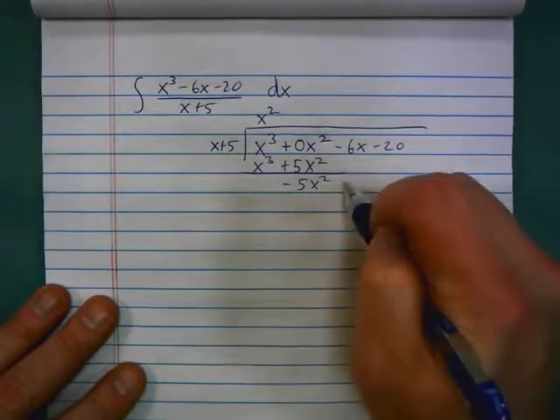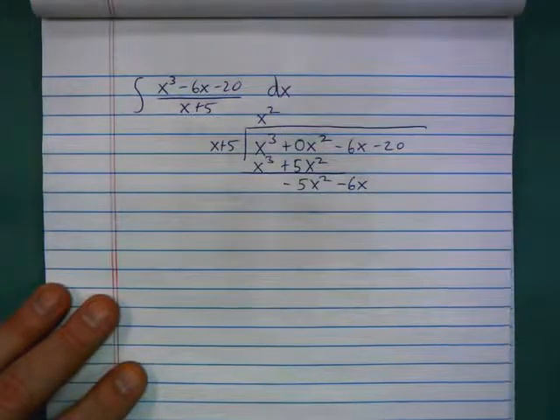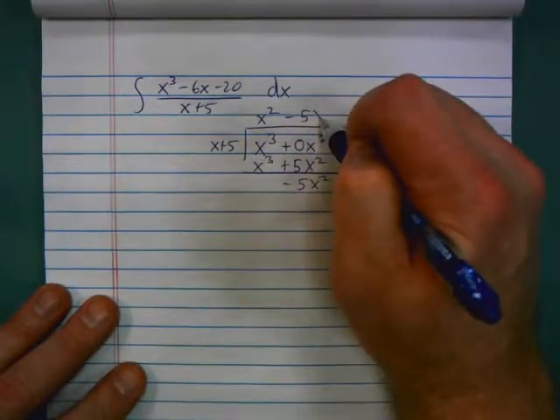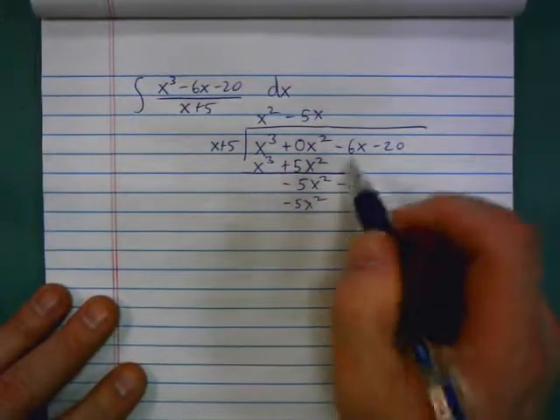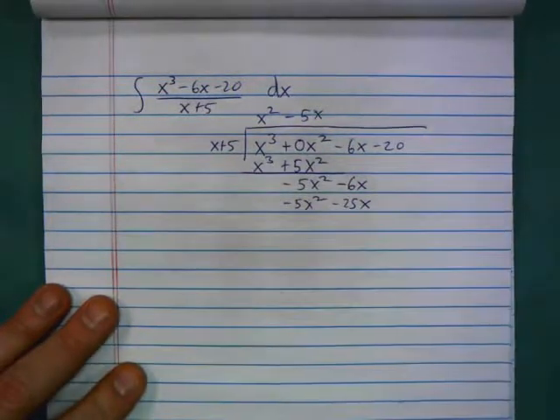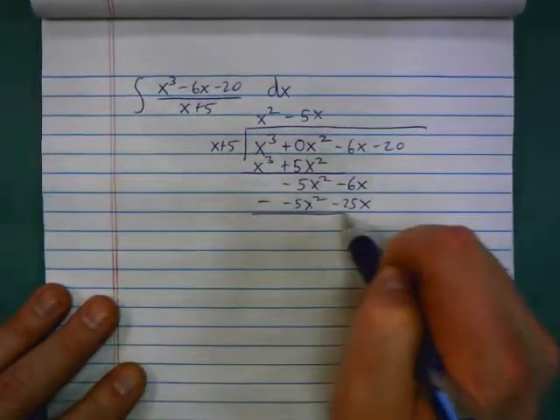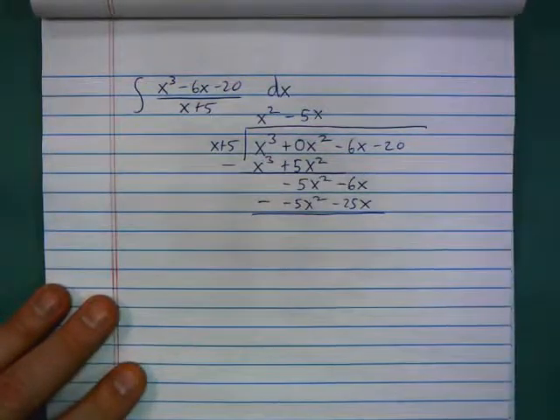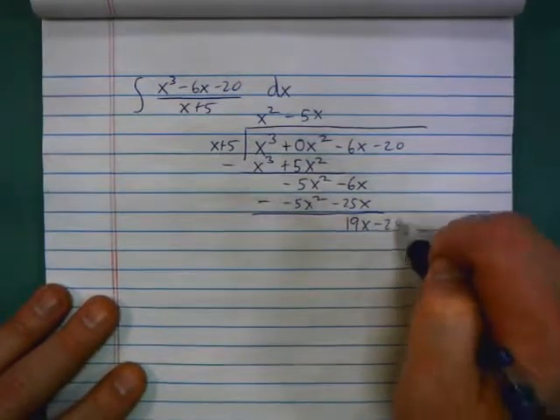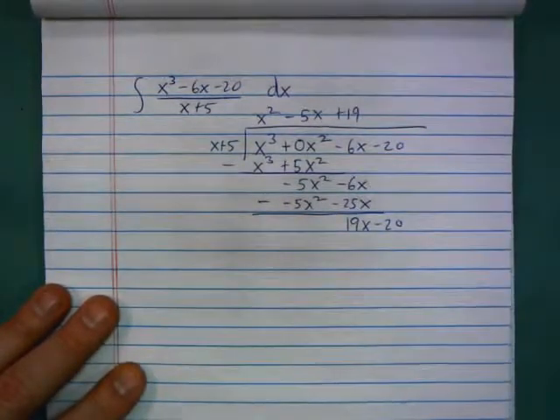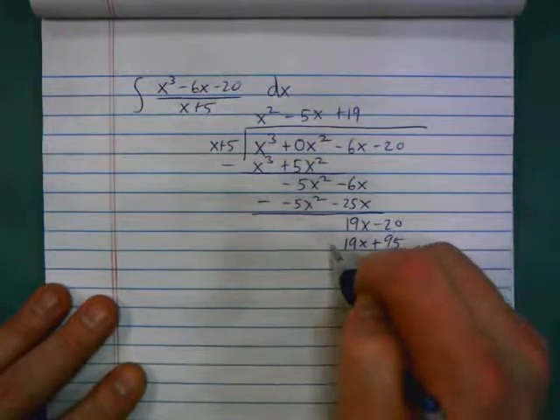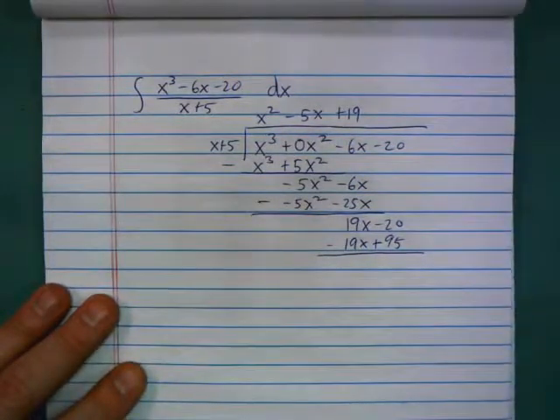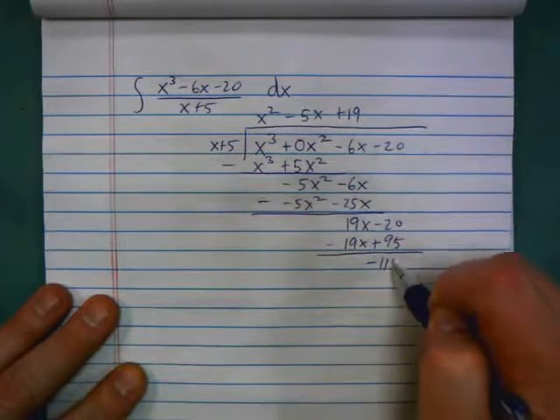I subtract, I get negative 5x squared, and I bring down the 6x. Then I need a minus 5x. Minus 5x times x gives me minus 5x squared minus 25x. Once again, subtract, being mindful of your signs. 19x minus 20 plus 19. 19x plus 19 times 5, 95. All right? Subtract. Negative 115.